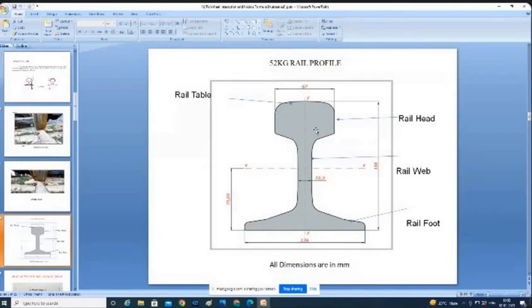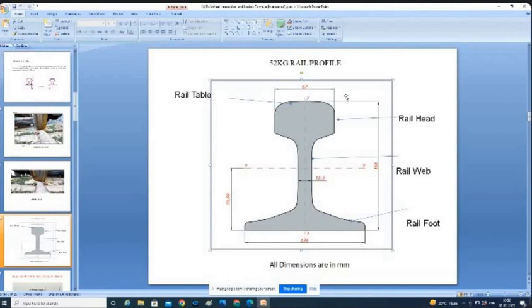In Indian Railways, we see a variety of rails. For meter gauge there is a separate rail, for narrow gauge a separate rail, and for broad gauge separate rails. In this class I am talking about broad gauge rails only. In broad gauge, one is the 52 kg rail, another is the 60 kg rail, and another is the 60 kg modified rail. These three varieties are coming nowadays.